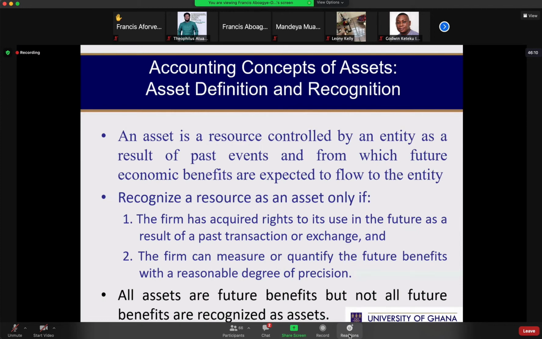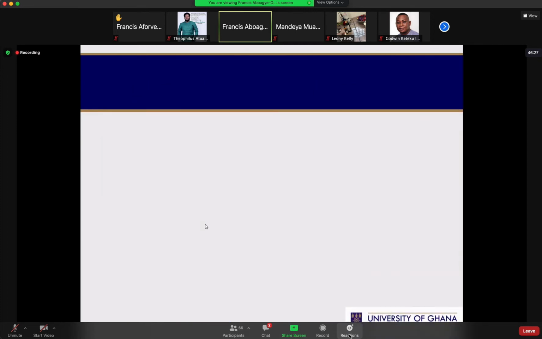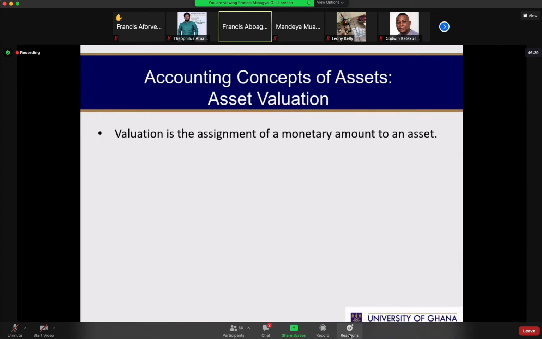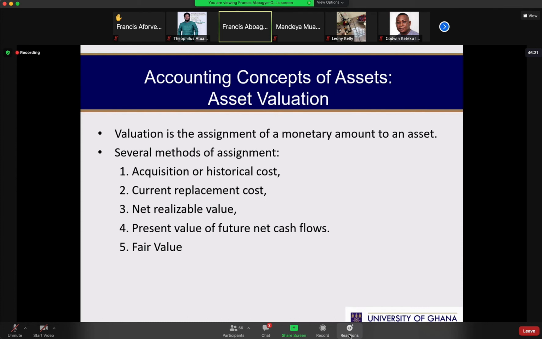All right. So that's how assets should be recognized. If you're going to recognize a resource as an asset, then it must satisfy these two conditions. Now, once we finish with recognition, the next is valuation. And valuation has to do with assignment of monetary amounts. And there could be several methods.